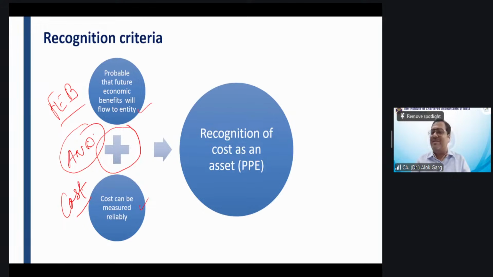Now, future economic benefit should be probable. Let me ask you a question. The company has ordered and purchased a machinery from China for rupees 1 crore. When I'm saying for rupees 1 crore, it means the cost can be measured reliably. मतलब cost तो पता है. Cost is known, right? For rupees 1 crore.